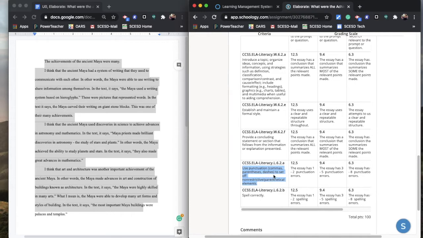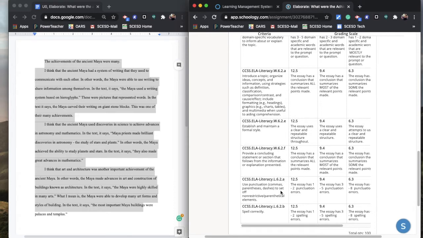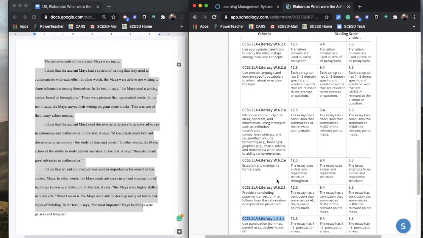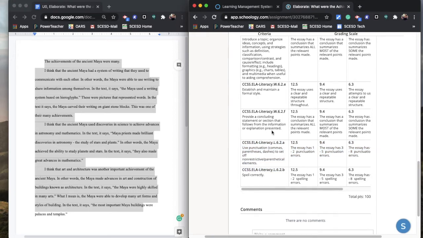This is actually a higher level than I'm even judging at. This has to do with commas, parentheses, and dashes to set off non-restrictive or parenthetical elements. We're not using that. Nobody is that advanced right now with their grammatical marks, and that's okay because that's really advanced. It's like college level stuff, but hey, the state of California wants you to do it when you're in 6th grade. So we're going to practice to the best of our ability, and we'll go over that in a little bit. But there are two language standards right here at the bottom, and then the rest are writing.